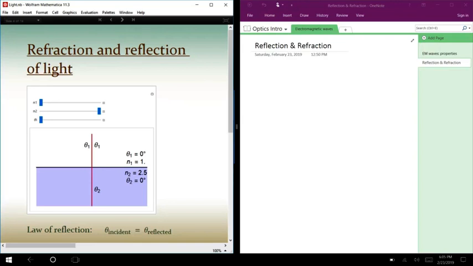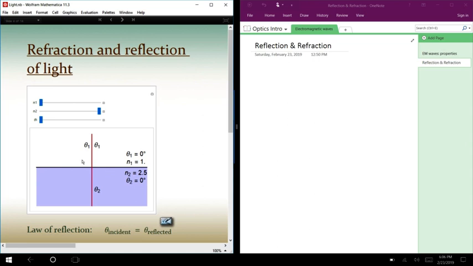So now that we know the laws of reflection and refraction, let's try to apply them. In order to do that, I have set up a place where I can have two different media with refractive indices n1 and n2, and I can also change these refractive indices by moving these sliders over here.